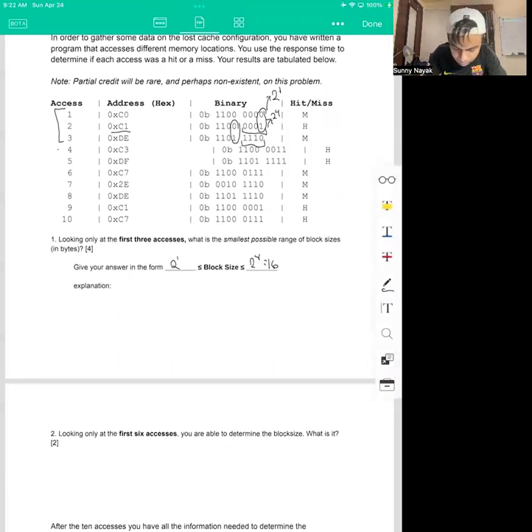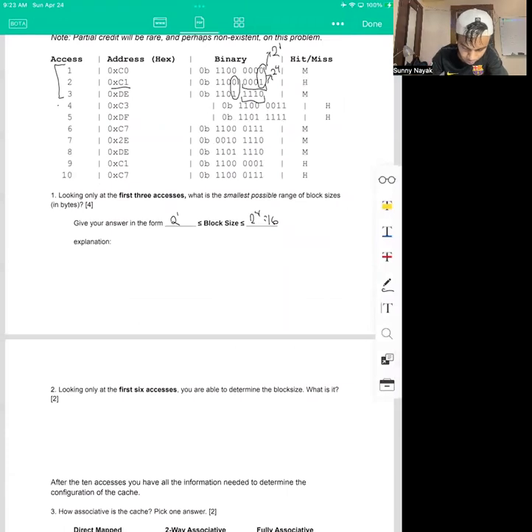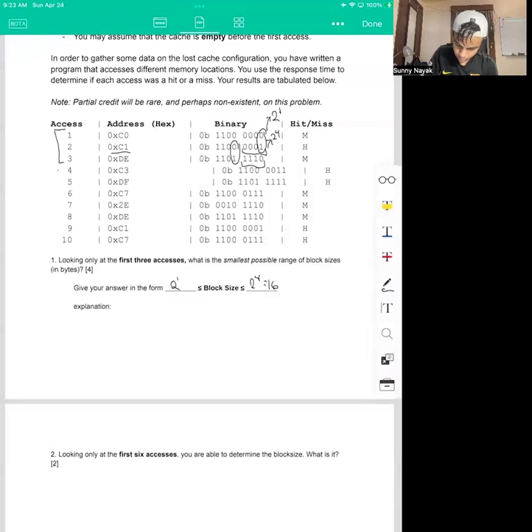And so the justification that we'd write here, I'm not going to do it, but it is explaining how the different access patterns resulted in our conclusion. So you'd want to reference access 1 and 2 to help you determine the lower bound, and maybe access 1 and 3 or 2 and 3 to determine the upper bound. So moving on, I'm going to go ahead and switch colors.